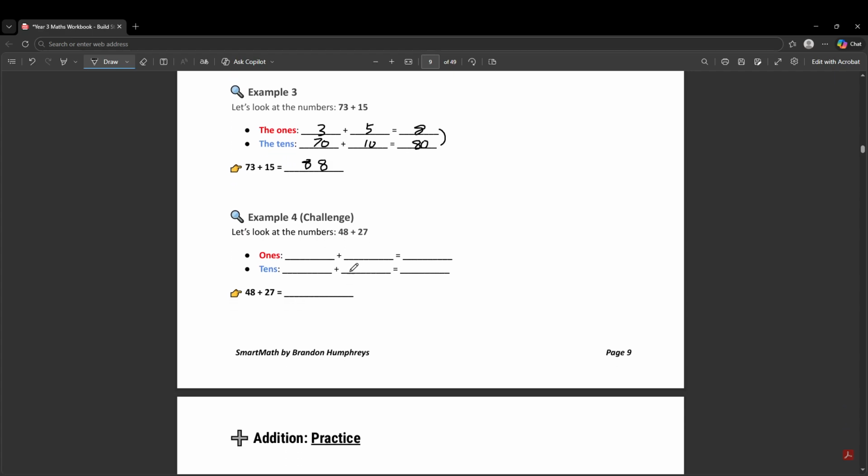Now slightly harder, we'll have a look at the numbers 48 and 27. So we're going to add the ones together to get 8 and 7. Now this will give us 15. And 4, which will give us 40 for the tens. And 2, which will give us 20 for the tens. So our answer here will be 60. We could use the method we previously used before to turn this into another tens and ones question, but if we do the calculation for this, we'll end up with 75.